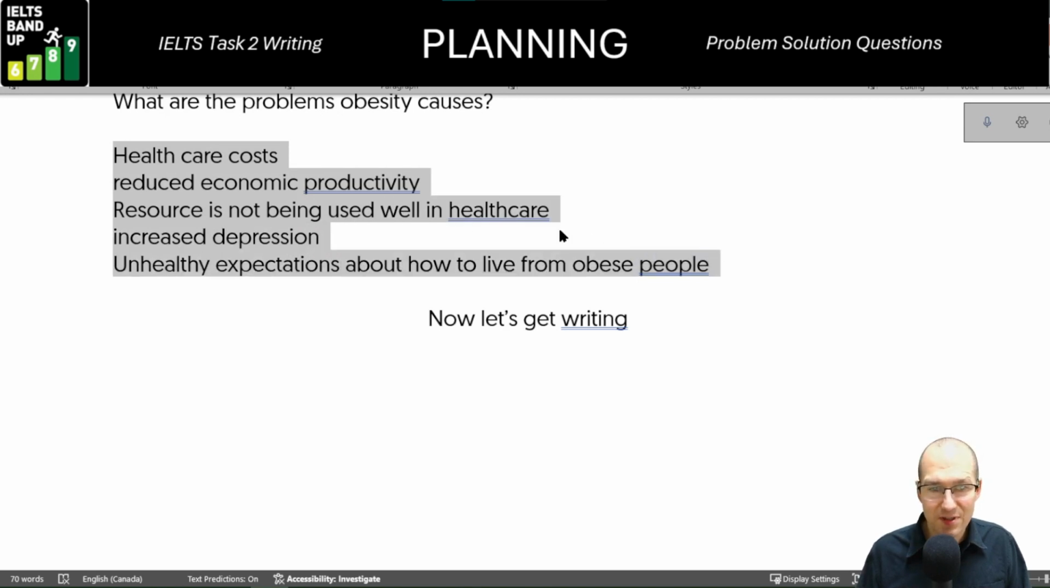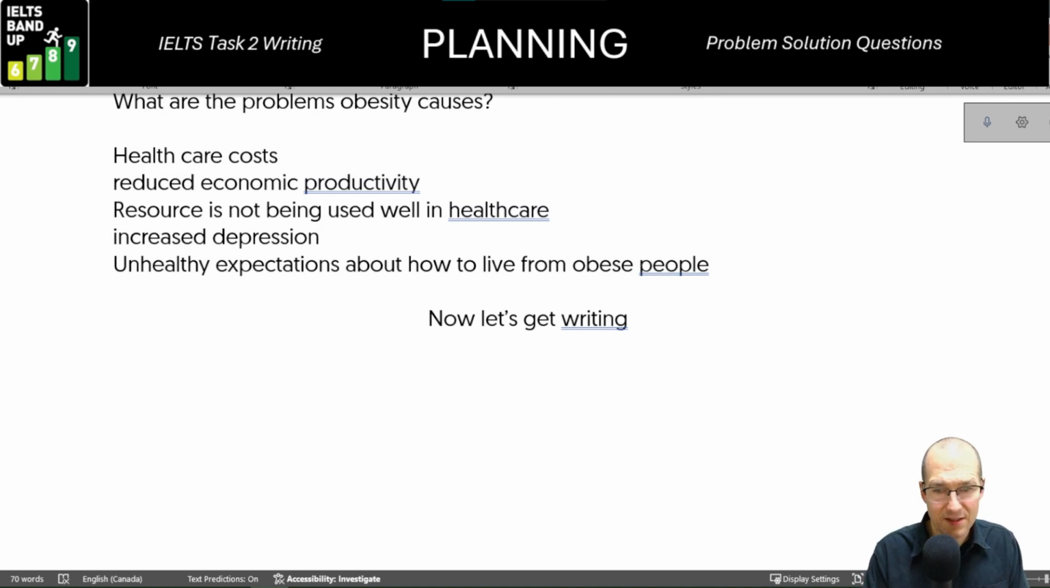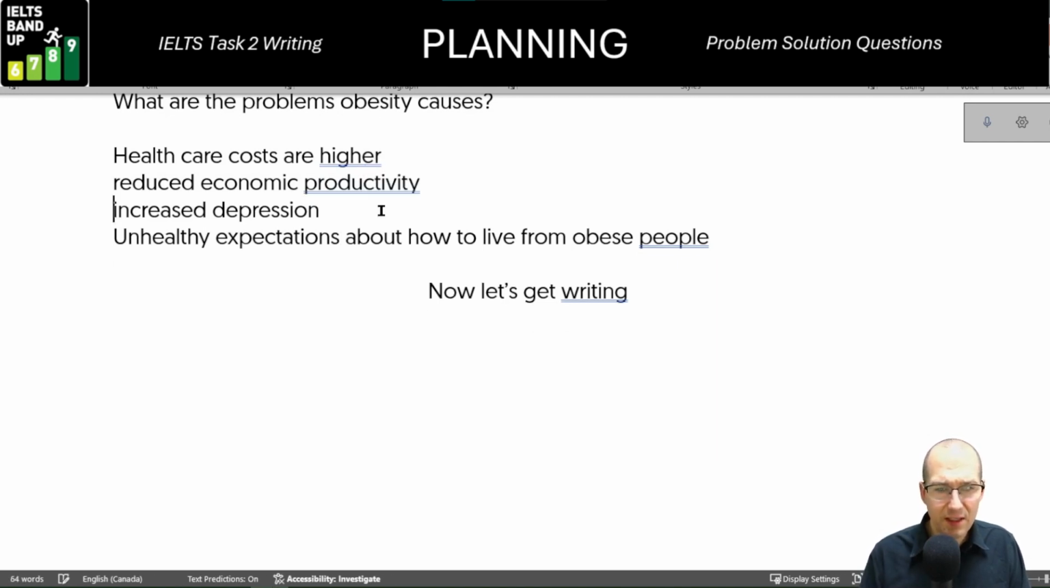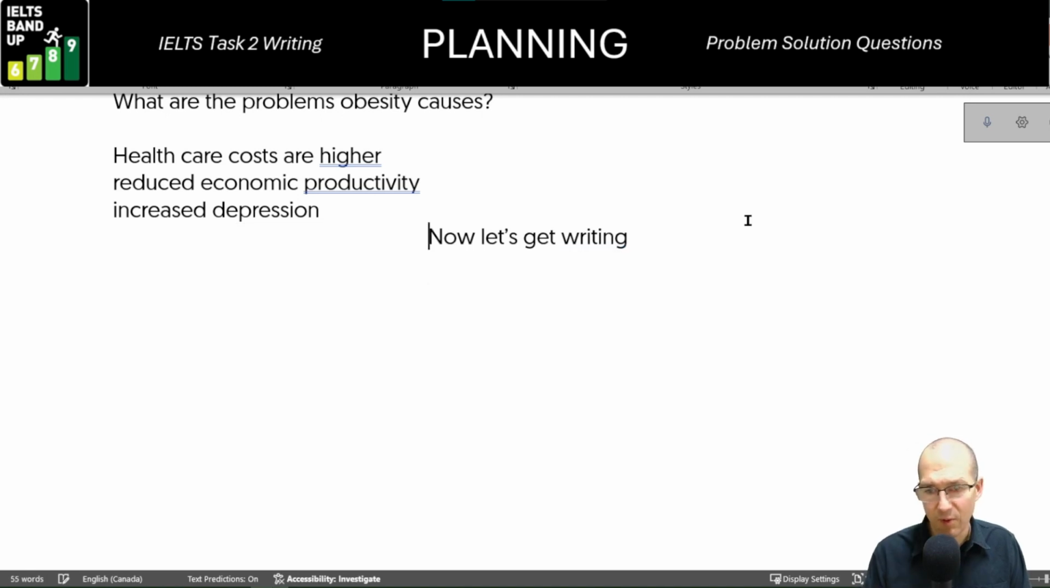The magic number is 3. I'm definitely going to keep healthcare costs, right? So healthcare costs are higher, okay? Reduced economic productivity, absolutely, right? People are slower. They get sick, more sick days. It's not good. And I'm also going to go with increased depression. So I'm going to stick with the 3 easier ones. Well, easier to me, I should say. Okay, but I could say the more common ones.